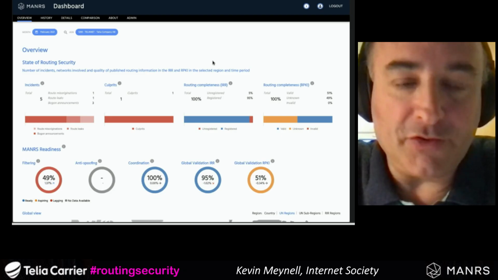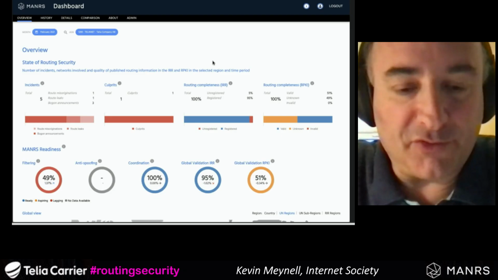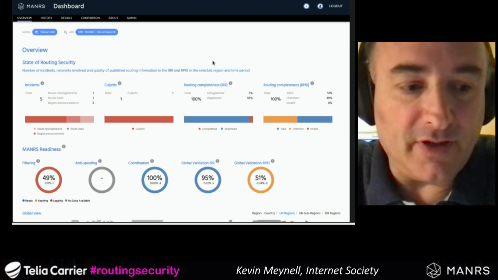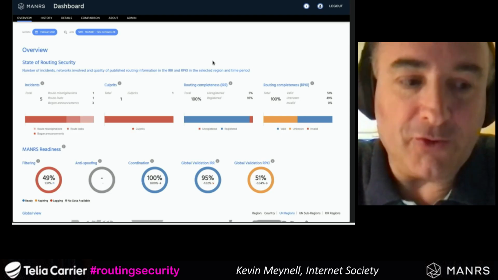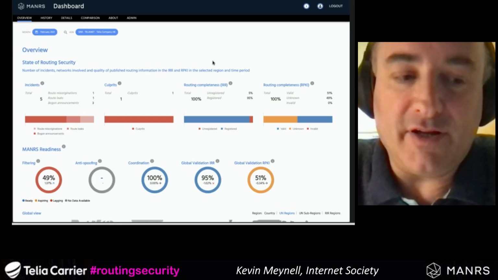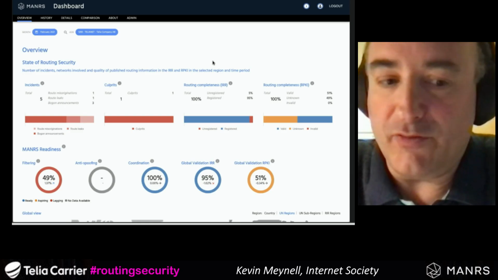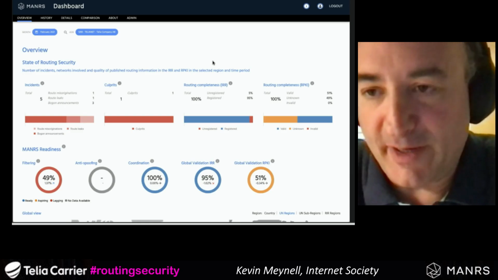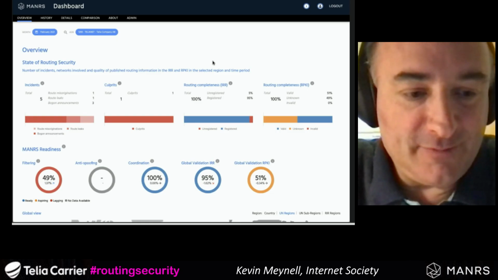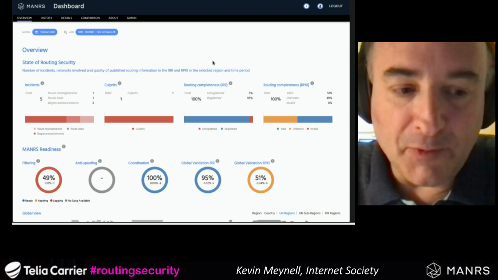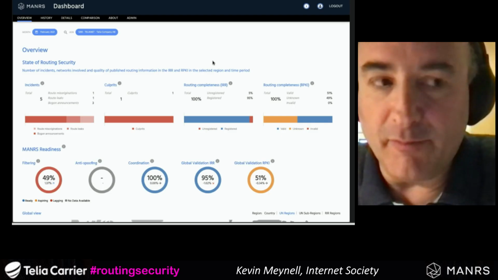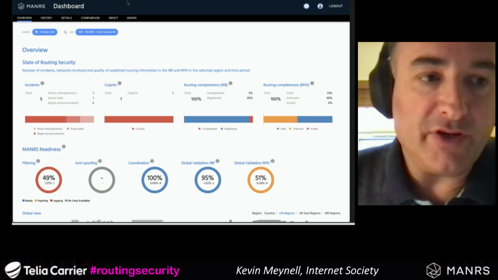They also joined MANRS when the requirements were slightly different than they are now. And I will explain why their score is only 49% for filtering. There are reasons for that, and it's not necessarily bad reasons. We don't have spoofing data for this particular month. We do have it for previous months.